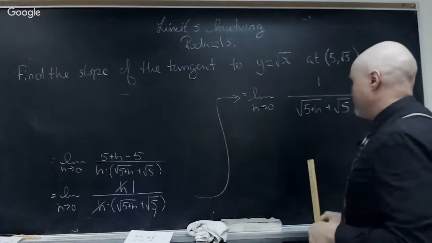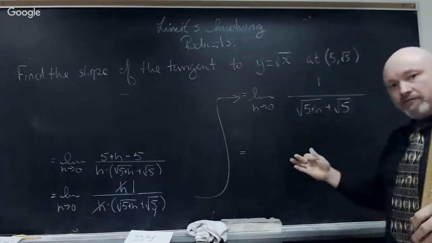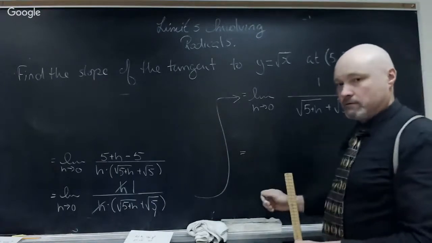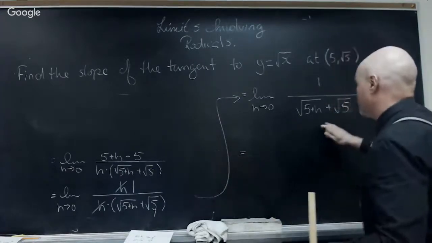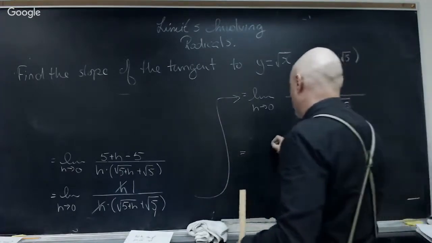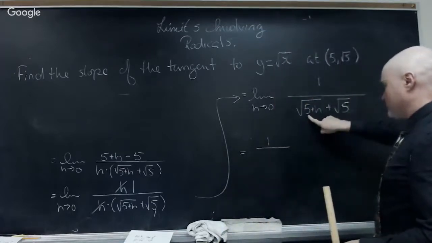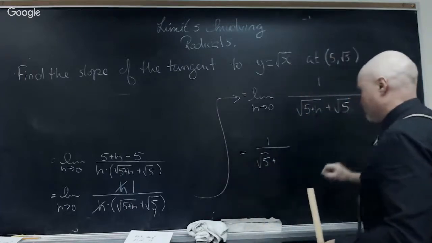Now I'm going to see, can I put in a 0 for h and everything is still okay? The answer is, well, yes, I can. Okay, so this is 1 over the square root of 5 plus 0, which is the square root of 5, plus the square root of 5.